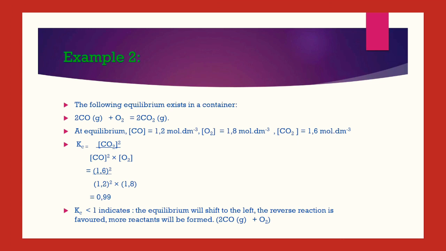And you can see even in this problem, there are no units because units are cancelling each other. In this problem, Kc is smaller than 1. If Kc is smaller than 1, it indicates that the equilibrium will shift to the left. The reverse reaction is favored. More reactants will be formed. So more carbon monoxide reacting with oxygen will be formed.